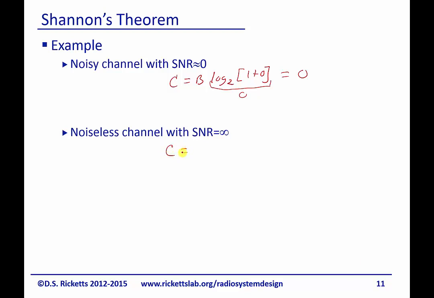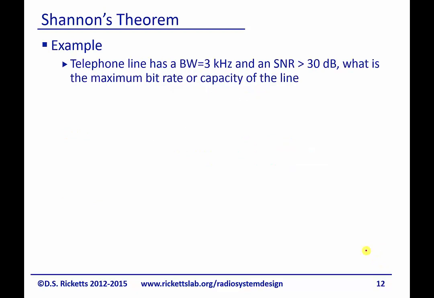And so C is equal to B log 2 of 1 plus infinity. And this is just going to give us infinity. And so our capacity is infinite. And so the question is, how could we have an infinite capacity? Well, we've seen this before. We just have to choose M. If we let M go to infinity, that means we don't have any constraints in the real world. We theoretically could get an infinite capacity. So let's go to something a little bit more real world.